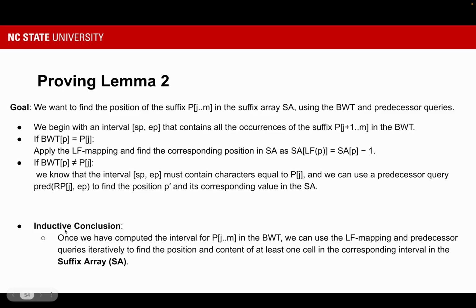So, all in all, adding both of these scenarios, considering P occurs in T, once we have computed the interval of P from the jth index all the way to the end of it, we can use LF mapping as well as predecessor queries iteratively to find the position and the content of at least one cell in the corresponding interval of the suffix array. So these two are used interchangeably.